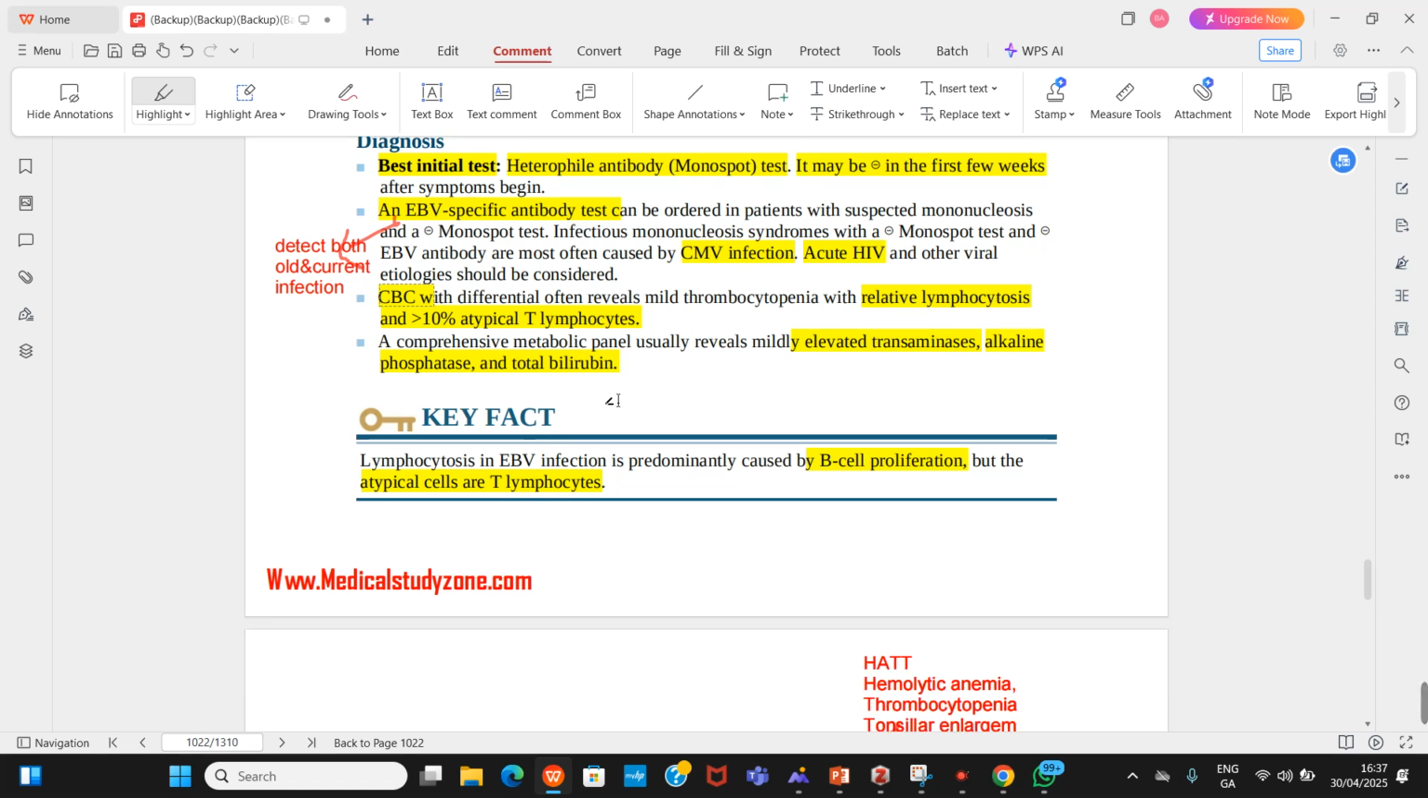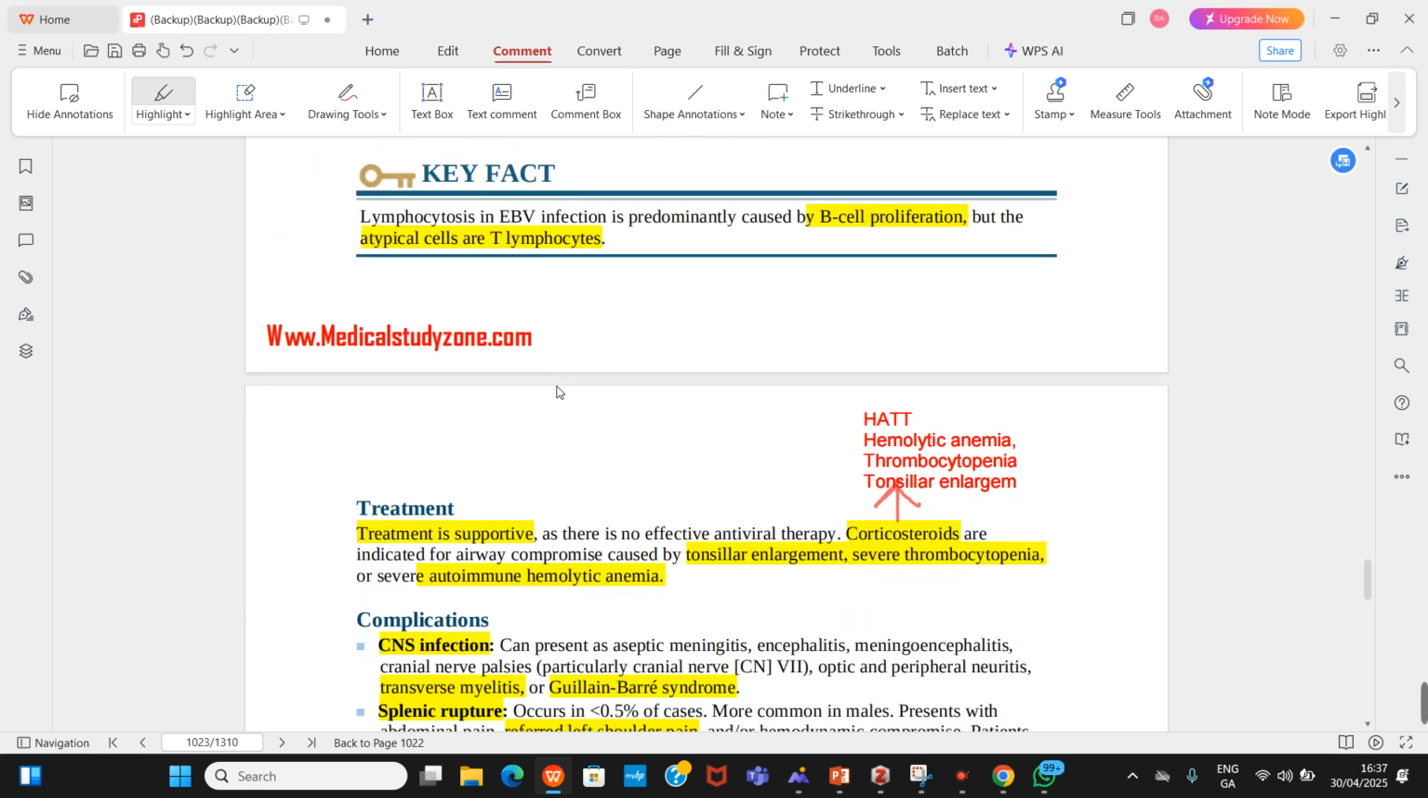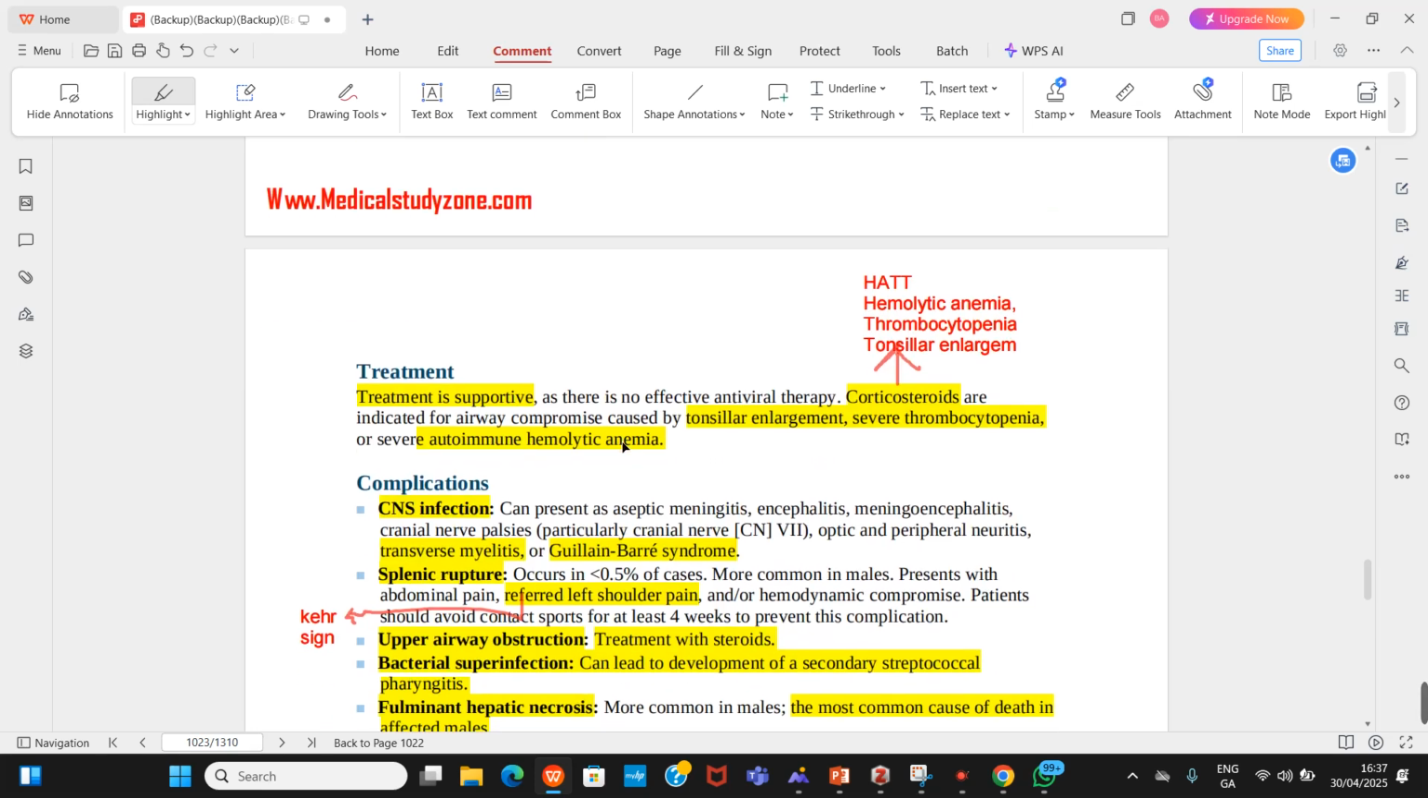We can also identify that on our blood work. Because of liver involvement, there's elevated transaminase, alkaline phosphatase, and total bilirubin. Don't forget, lymphocytosis in EBV is actually due to B cell proliferation, so don't pick T cell. It's not a T cell problem. That's why lymphomas can be caused by Epstein-Barr virus infection, because it can drive B cell proliferation.